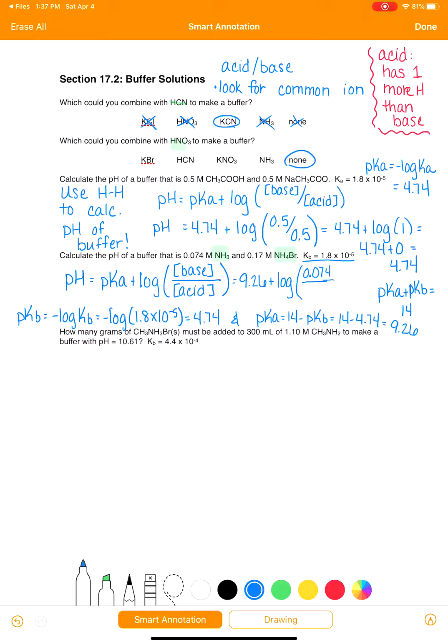0.074 is our base concentration over 0.17, that's our acid concentration. Totally running out of room here. I'm going to mark this stuff off. And this, which is all part of this problem up here. And let's do the math on this. 0.074 divided by 0.17. Take the log of that and add 9.26, and we get a pH of, definitely did something wrong, minus 0.36, 8.9.